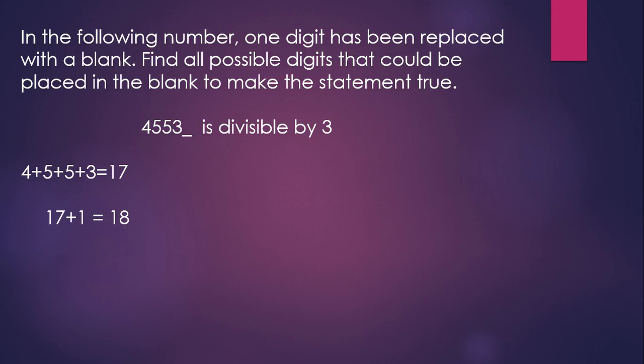And if the remaining digit is a 1, 17 plus 1 is 18, which is divisible by 3. So that would be a good digit to use. 4 would also work because that would give us a sum of digits of 21. And 7 would work as well because the sum of the digits would be 24. And all three of those sums are divisible by 3. So the three possible digits we could have to replace the blank are 1, 4, and 7.